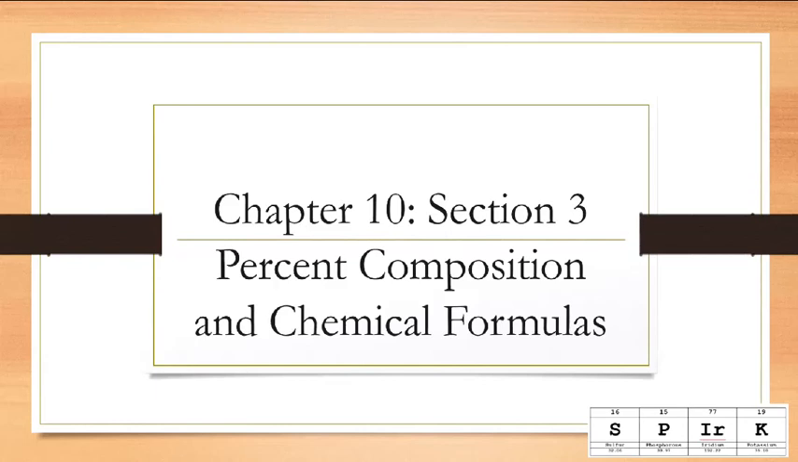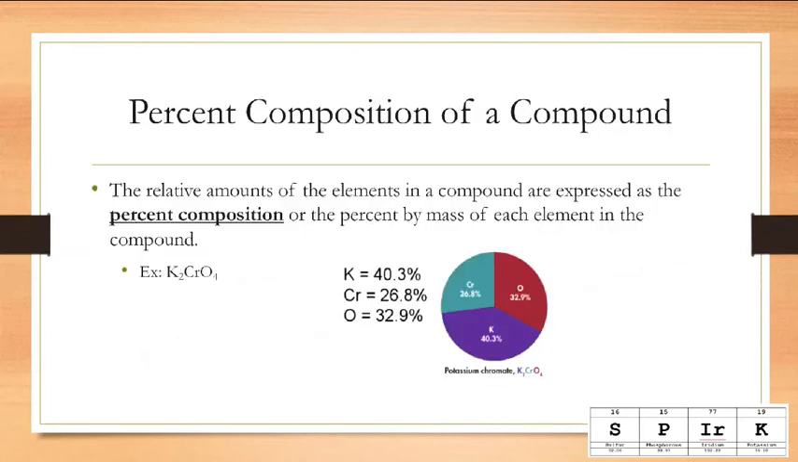This is Mr. Spurk, and this is your Chapter 10, Section 3 notes all over percent composition and chemical formulas. The relative amounts of the elements in a compound are expressed as the percent composition, or the percent by mass, of each element in the compound. So for example, let's look at potassium chromate. When we look at the masses of each element and divide it by the total mass of the compound, we get some percentages. So potassium takes up 40.3%, chromium takes up 26.8%, and oxygen takes up 32.9% of potassium chromate.